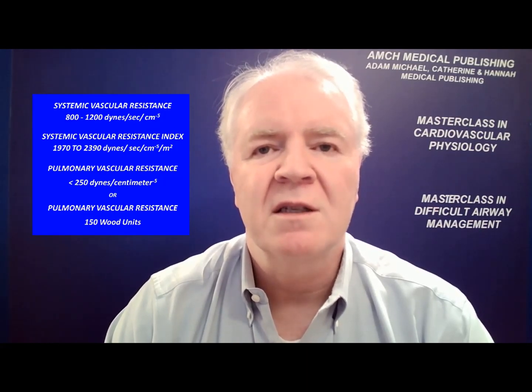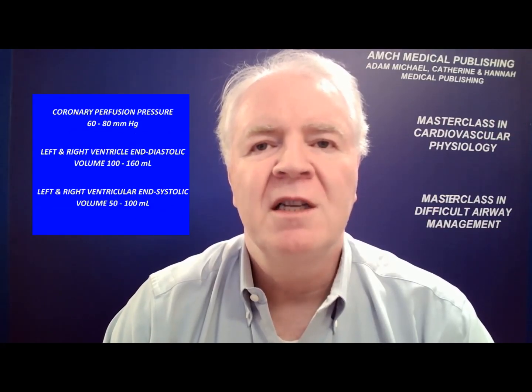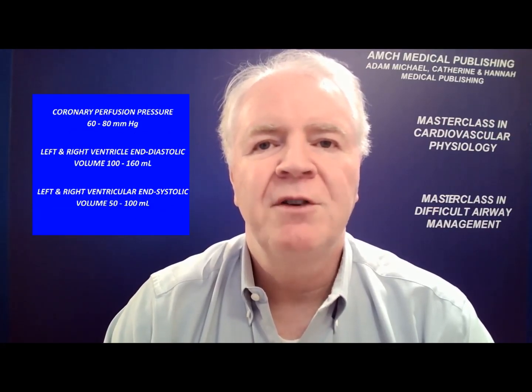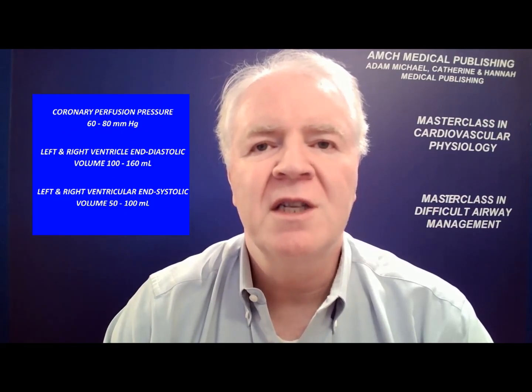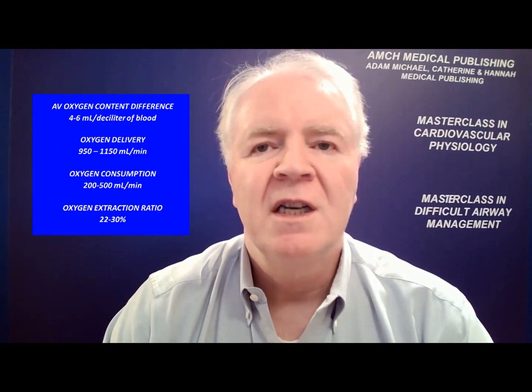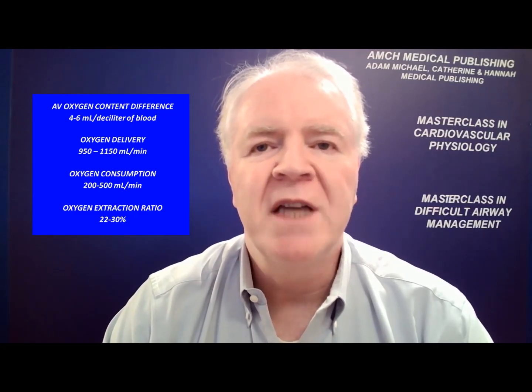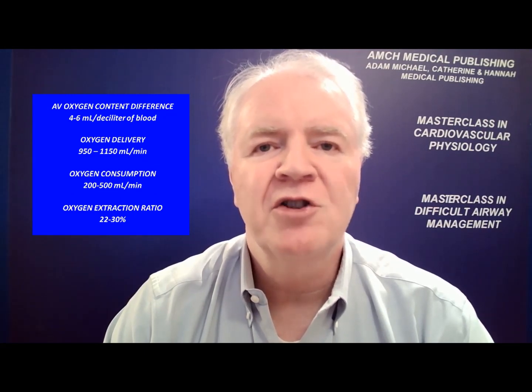Pulmonary vascular resistance is less than 250 dynes per centimeter to the minus 5. Coronary perfusion pressure is 60 to 80 millimeters of mercury. Right ventricular end diastolic volume, 100 to 160 mL. Right ventricular end systolic volume, 50 to 100 mL. Arteriovenous oxygen content difference is between 4 and 6 mL per deciliter. Oxygen delivery is between 950 to 1150 mL. Oxygen consumption, somewhere between 200 and 500 mL per minute. And oxygen extraction ratio varies from 22 to 30%.